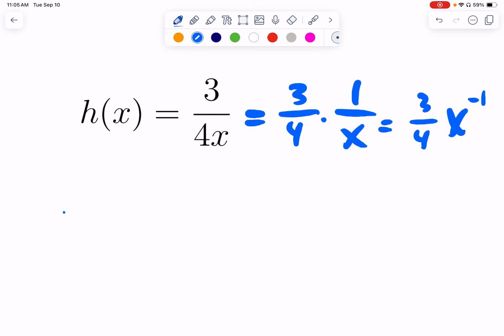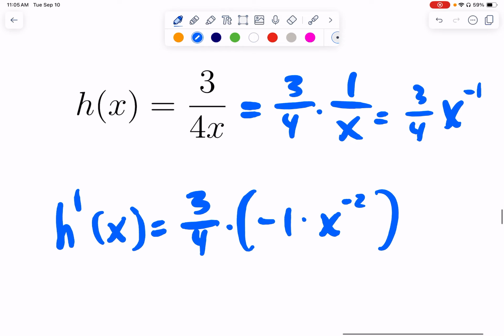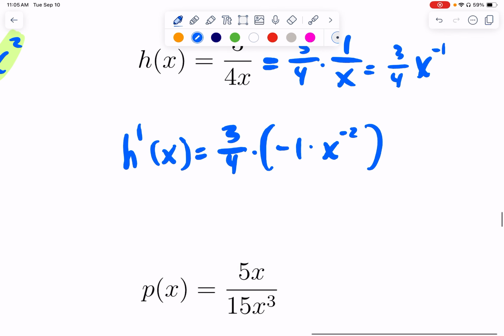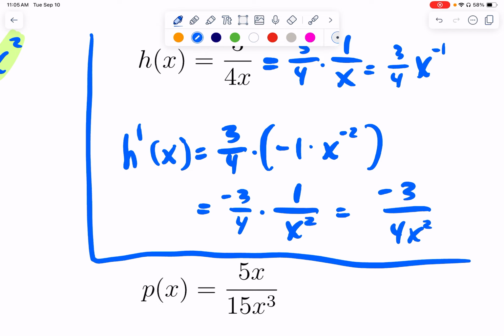So now we've written this as a number times a power of x. So when we take the derivative, we can use the rule. That number, 3/4, is just kind of hanging out. And then the derivative of x to the negative 1 is negative 1 times x to the negative 2. And now let's make an effort to clean this up. So I have negative 3/4 if I multiply those numbers together. X to the negative 2 means 1 over x squared. So I have negative 3 over 4x squared.